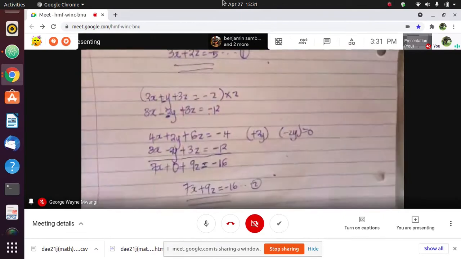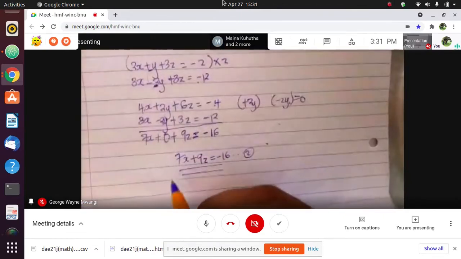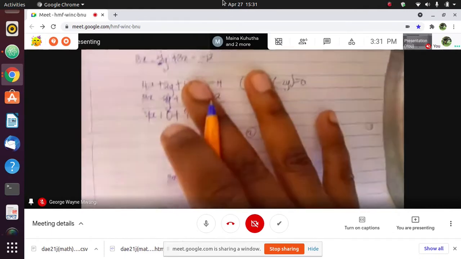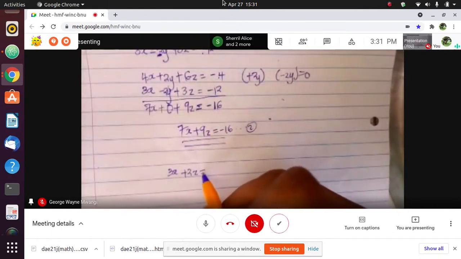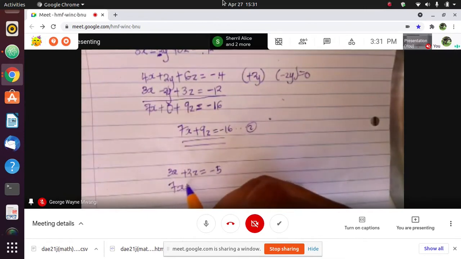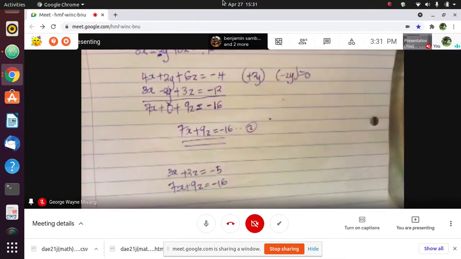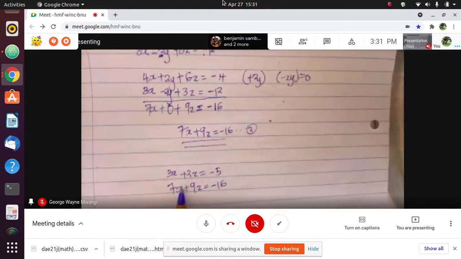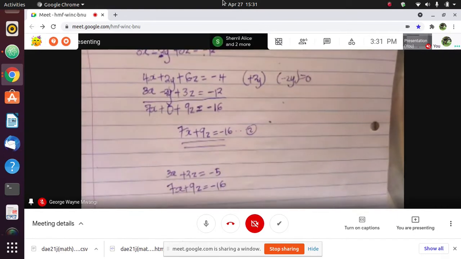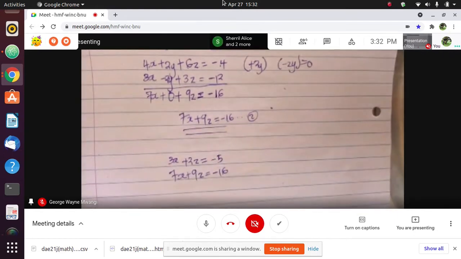So we will continue solving by eliminating. Now let's see. We have 3x plus 2z is equal to negative 5, and we have 7x plus 9z is equal to negative 16. Now we can eliminate x or we can eliminate z. Which one do we eliminate? Which one do you want to eliminate? X or z? X. Now, I want us to have a common number, a common coefficient. So what do we do?